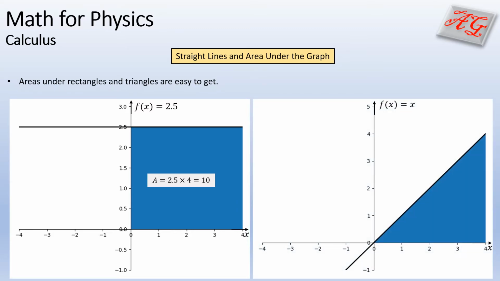If you have a line that has a positive slope and passes through the origin, say f of x equals x, and you want to get the area between the x-axis and the value of the function, the value in this case is again very simple to get, since the area of a triangle is the width times the height divided by 2. That in this case is 4 times 4 divided by 2, that equals 8.